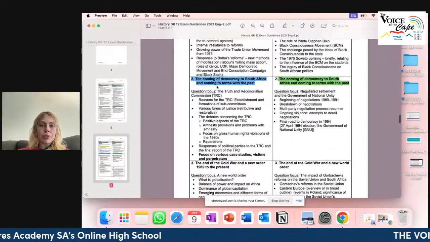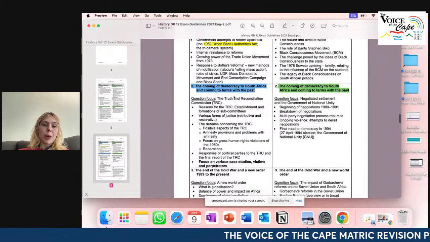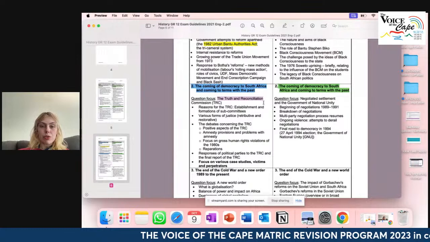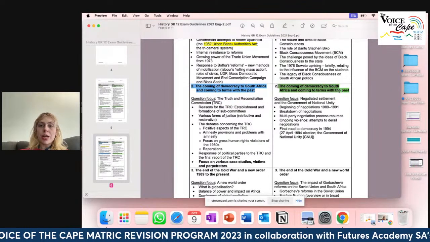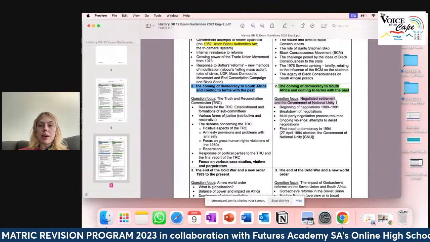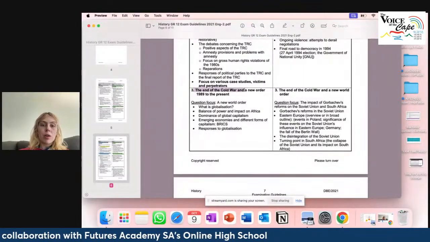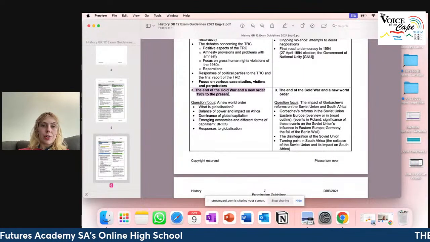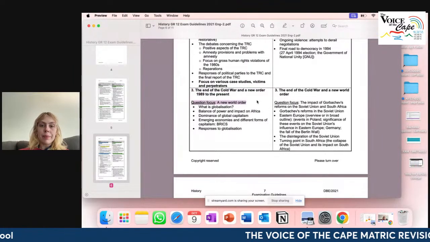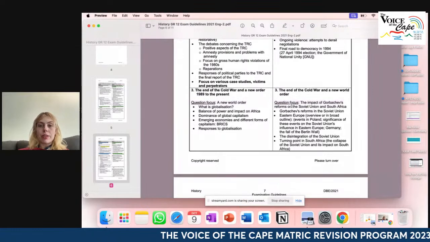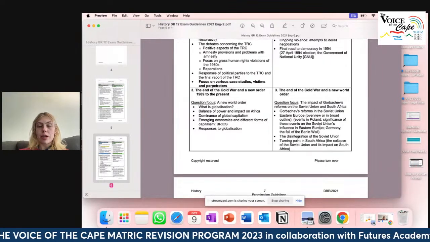Then topic 2, the coming of democracy to South Africa and coming to terms with the past. The source-based option is on the TRC, the Truth and Reconciliation Commission, and the essay option is on the negotiated settlement and the government of national unity. The last topic is the end of the Cold War and a new order, 1989 to the present. Your essay question focus is the impact of Gorbachev's reforms on the Soviet Union and South Africa.